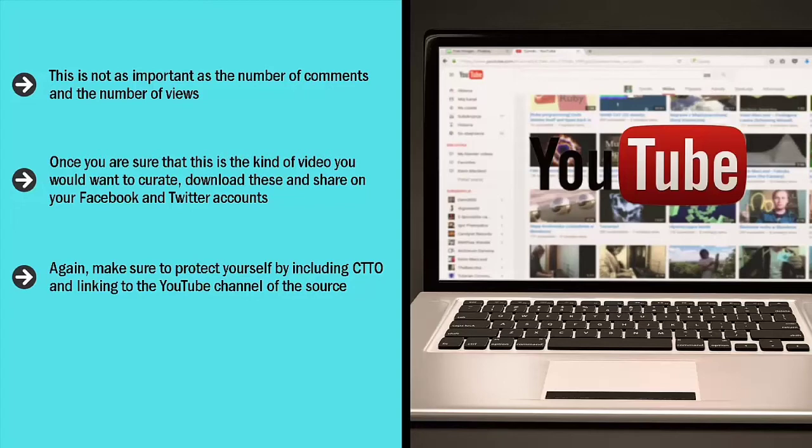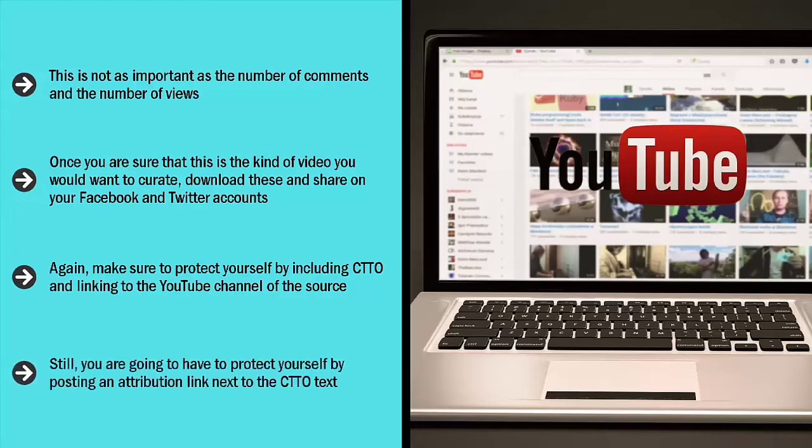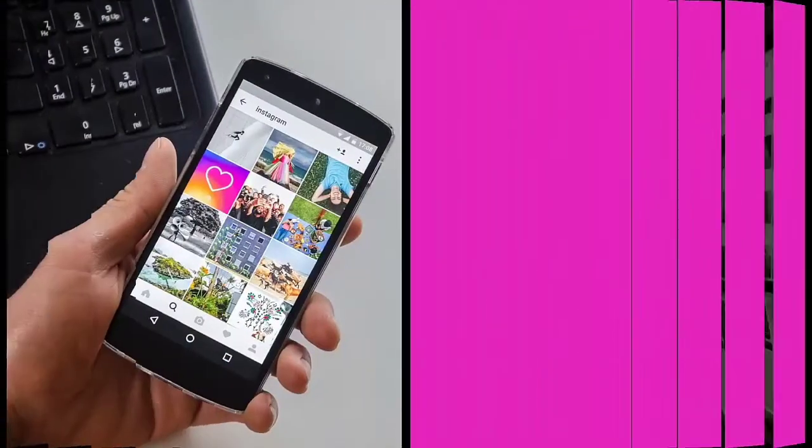Similarly, you can download Facebook and Twitter video content and share on your YouTube channel. You're basically just doing things in reverse. Still, you're going to have to protect yourself by posting an attribution link next to the Ctto text.